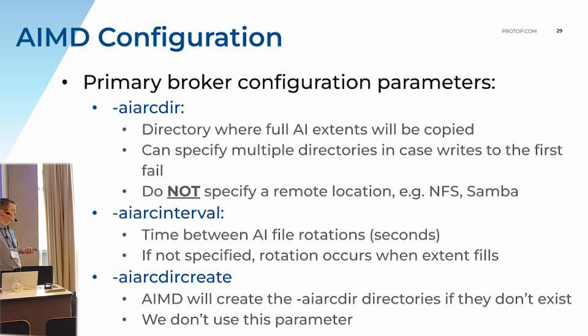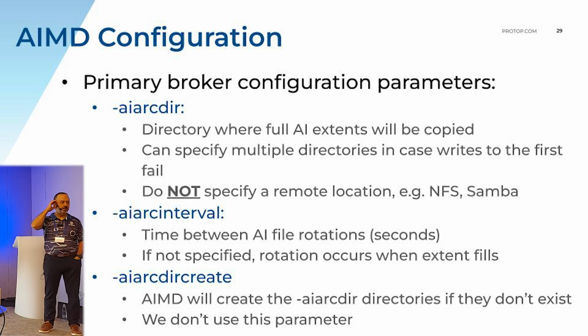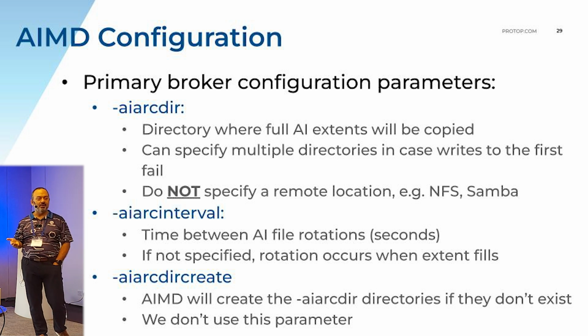There's a third parameter that you can specify. I don't typically use this, which is AI ArcDir create. If the AI ArcDir directories that you specify don't exist, then the daemon will create them. And we don't like this because if there's a mistake in the spelling of the AI ArcDir, I want you to fix the mistake in the spelling of the AI ArcDir. I don't want to randomly create a folder.